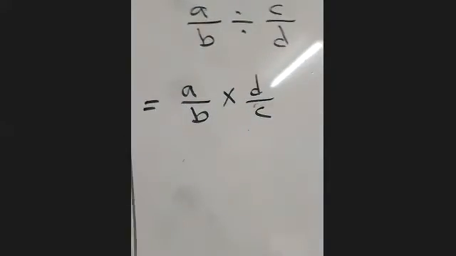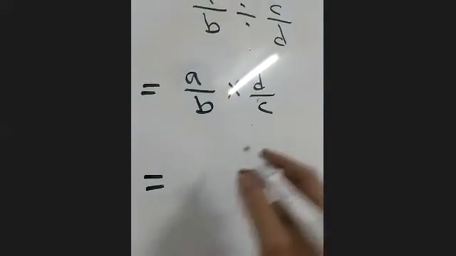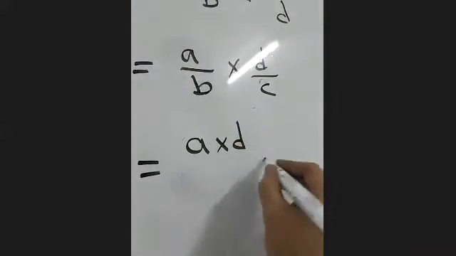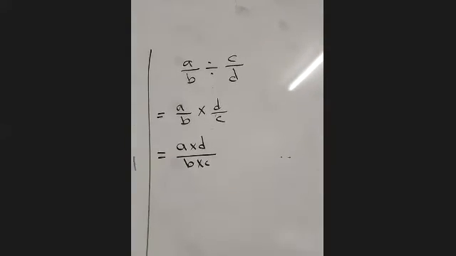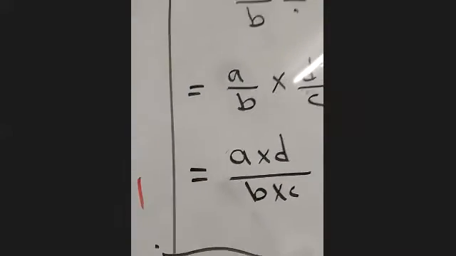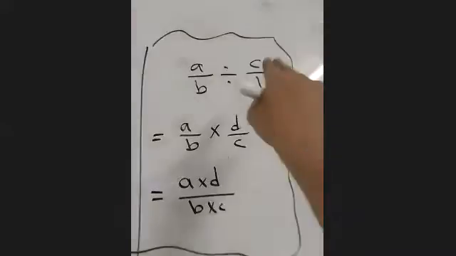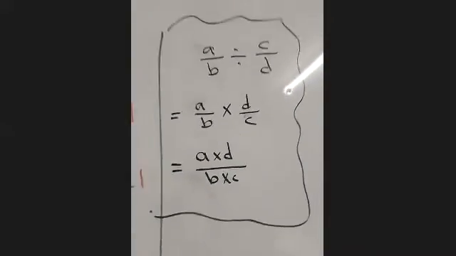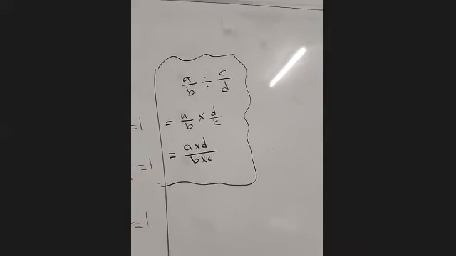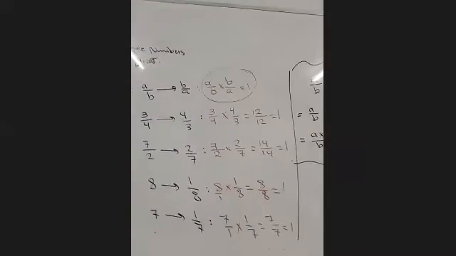After you do this, do multiplication over fractions. So do normal multiplication, A times D over B times C, and find your final answer by simplifying. So this is the way to divide two fractions. If we have a whole number, turn it into a fraction by putting the denominator 1. Keep this in your mind, and let's do some examples from your book.